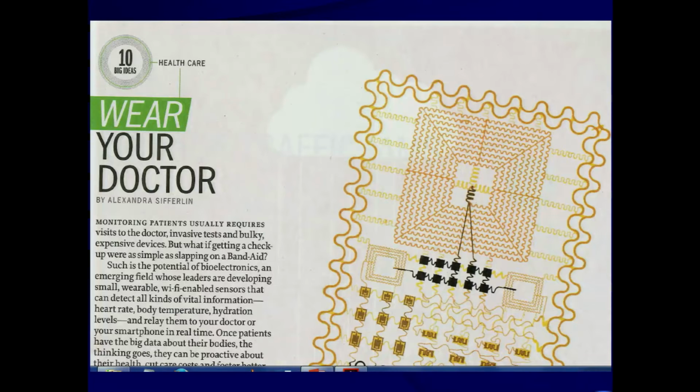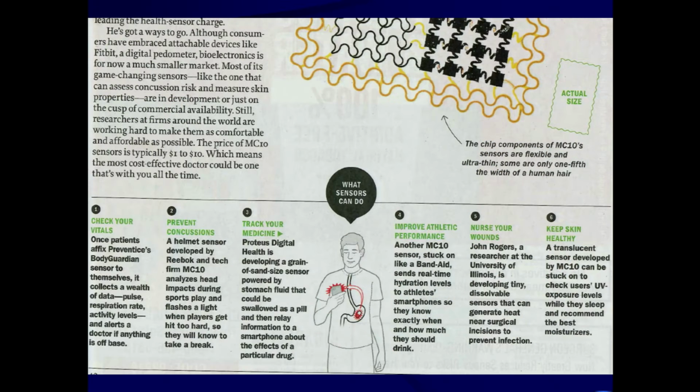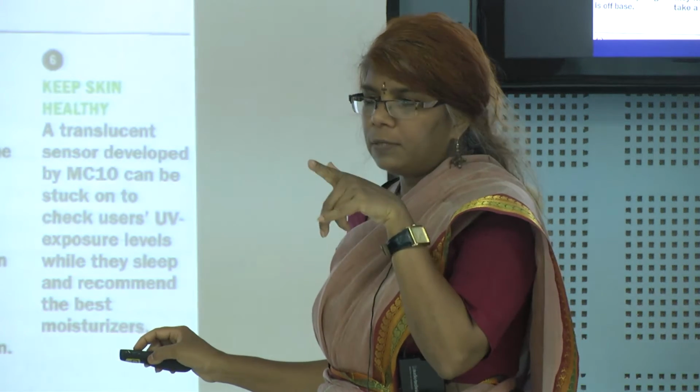Here it shows how using bioelectronics we can make a chip which can measure your heartbeat rate, your steps, your energy, your metabolism, everything. Let us go through this. Check your vitals. Once the patient wears this device, it will be useful to collect a wealth of data, the pulse, respiration rate, the activity levels, and alert the doctor if anything is off base. These are all connected by Bluetooth or Wi-Fi to the doctor's office.